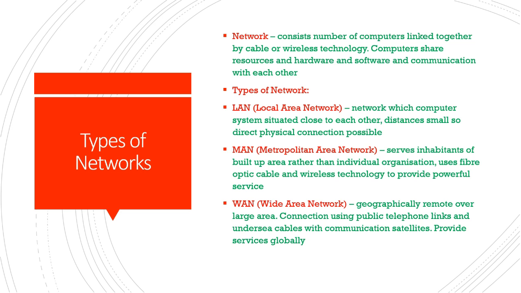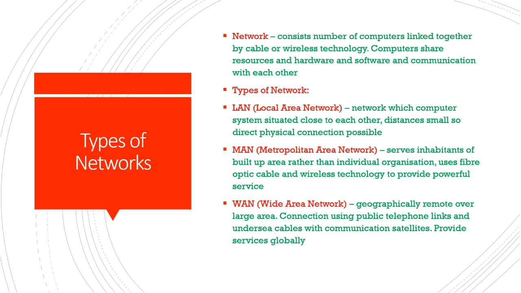The first one is a LAN, or local area network, a network in which computers are situated close to each other and the distances are small, and therefore they're connected through direct physical connection. These are the type of things you'll have in your school. Then you have a MAN, a metropolitan area network, which is next in size. So it goes LAN and then MAN. A MAN serves inhabitants of a built-up area rather than an individual organization, and therefore it uses fiber optic cable and wireless technology to provide a powerful service. You'll see these in cities. For example, the Met Police in London would use a MAN.